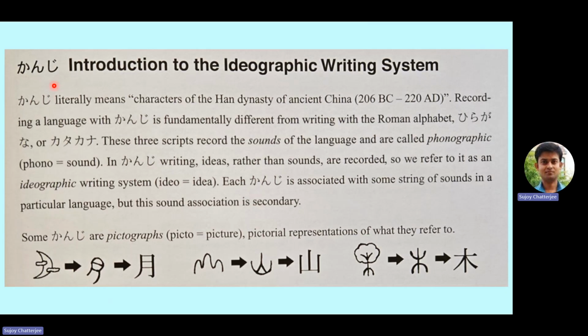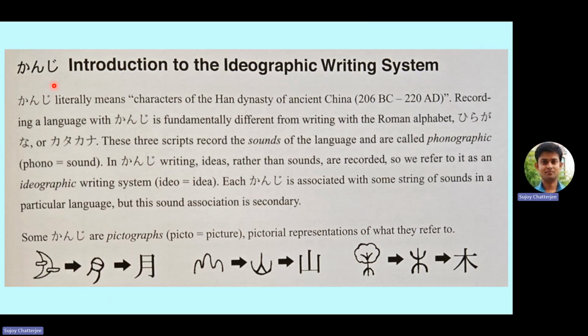Recording a language with Kanji is fundamentally different from writing with the Roman alphabet, that is Romaji, Hiragana, or Katakana. How is Kanji different from these alphabet-based systems? These three scripts, that is the Roman alphabet, that is ABCD, then Hiragana and Katakana, these three scripts record the sounds of the language. So mind this word, sounds of the language, and they are called phonographic scripts.